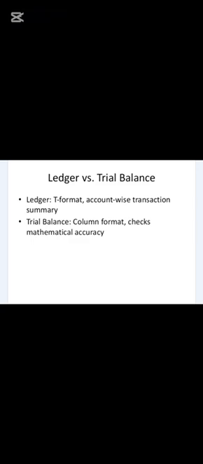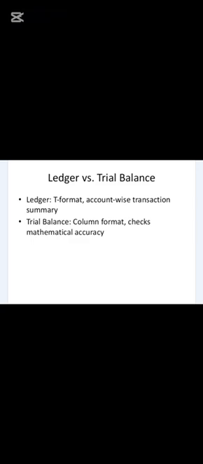Thirdly, all ledger accounts are prepared in the T format, with the debit transactions posted on the left column and credit transactions on the right column. In a trial balance, the document is prepared in a columnar format with separate columns for posting the debit and credit balance of ledger accounts.